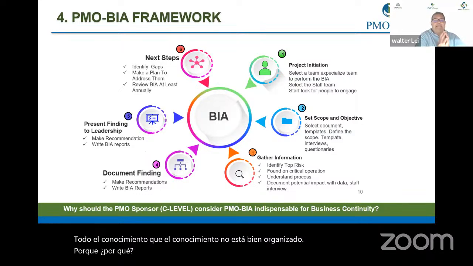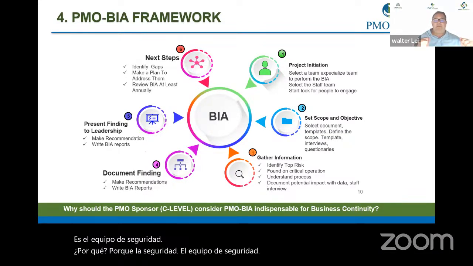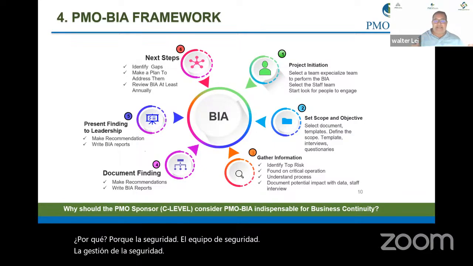Really, BIA needs a team or people that really have knowledge of what we're talking about. Right now, when we talk about disaster recovery plan, when we talk about business continuity plan, who has the lead on that? Normally, it is the security team. Why? Because the security team has the security management of all the processes, but they really don't have the knowledge.